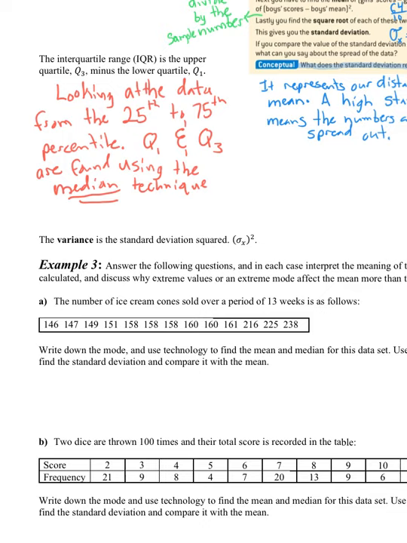Then we have variance is standard deviation squared. Variance is not something we really need to worry about too much in this course. I'm going to show you how to find that on your calculator, and that's pretty much the end of that discussion.